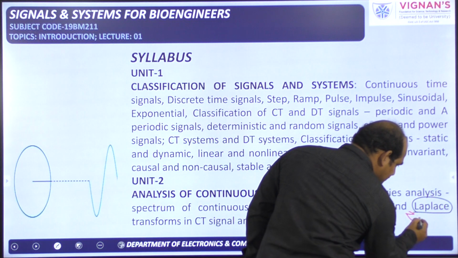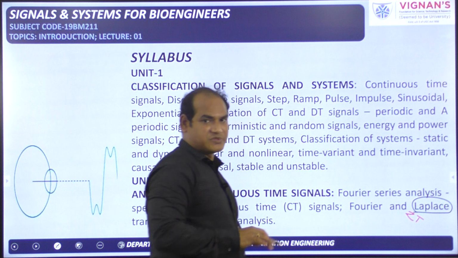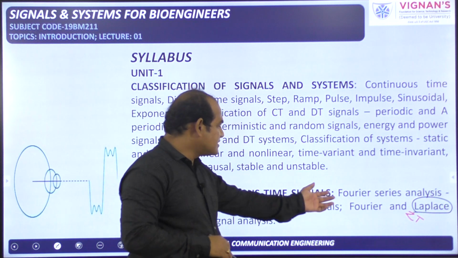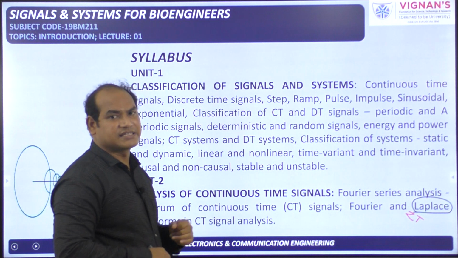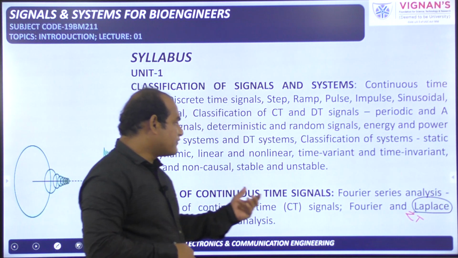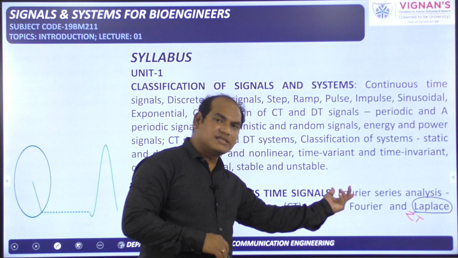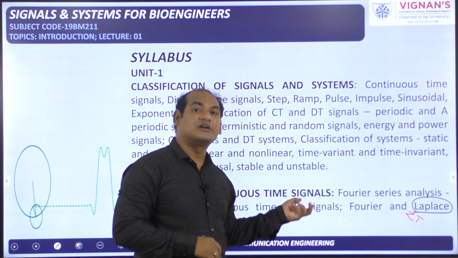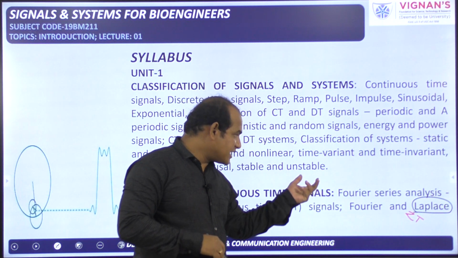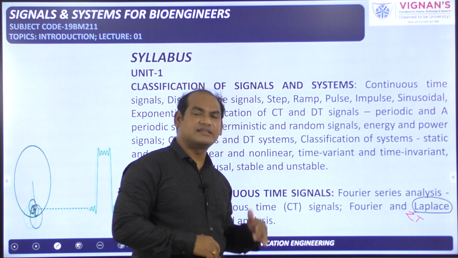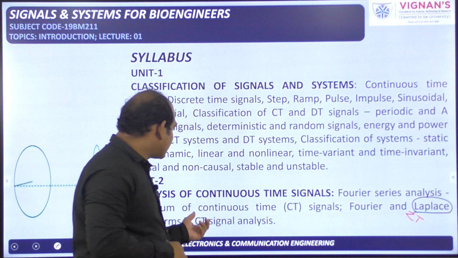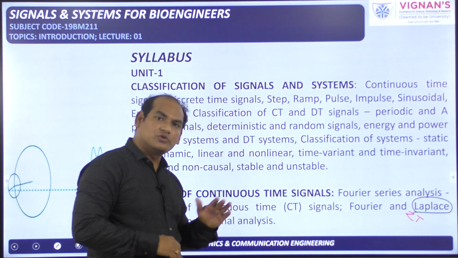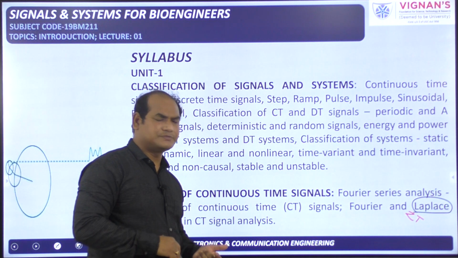The Z transform is applicable for discrete time signals, and the Fourier series and Fourier transform are applicable for both continuous and discrete signals. If I apply the Fourier series to continuous signals, that is called continuous Fourier series, and when we apply it to discrete signals, that is called discrete Fourier series. Similarly, the Fourier transform can be applied to both continuous and discrete signals.